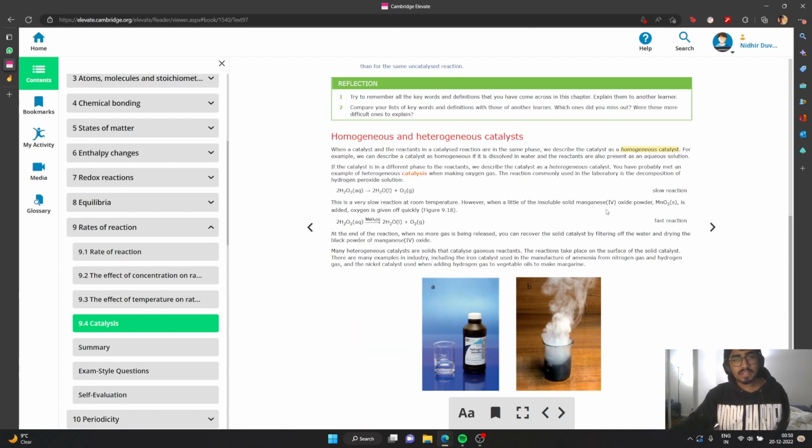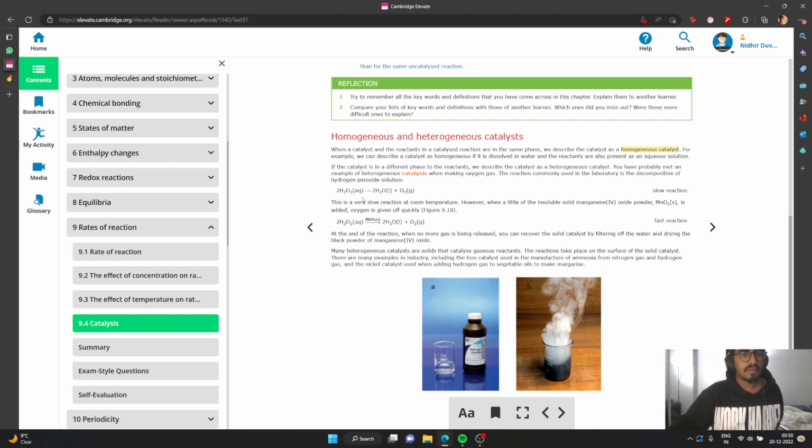Okay, and the very last thing, just a theoretical point, is a homogeneous catalyst and a heterogeneous catalyst. If your catalyst is of the same physical form as your reactant, so if the reactant is a liquid, your catalyst is also a liquid, then it's of course called a homogeneous catalyst, or otherwise it's called a heterogeneous catalyst.